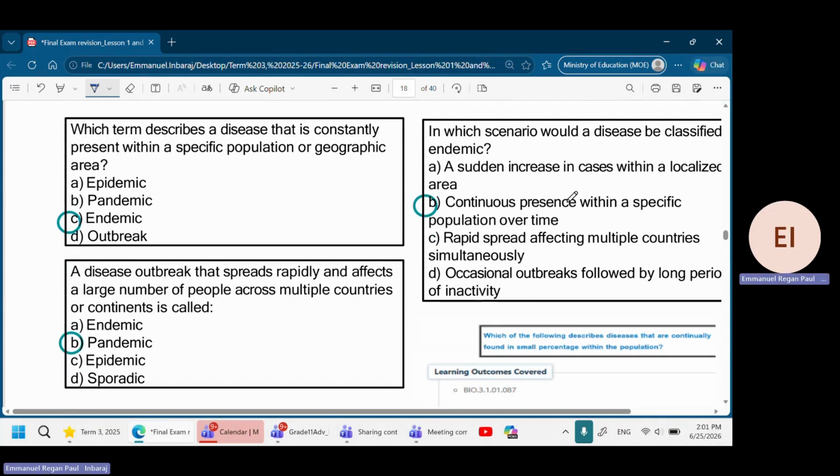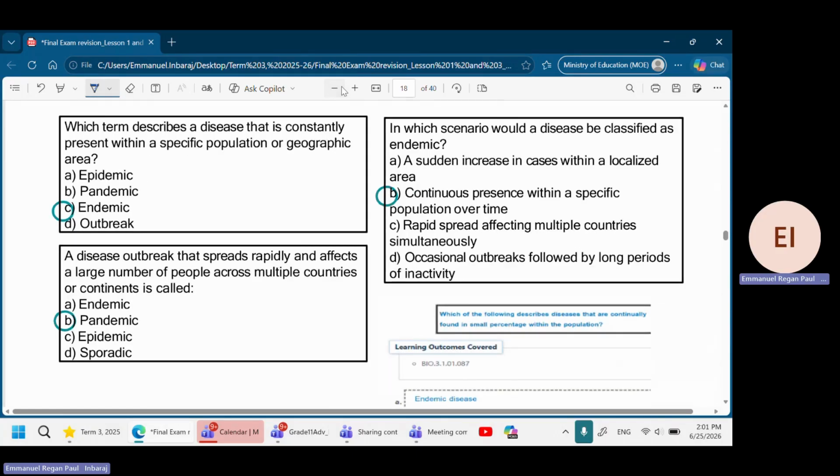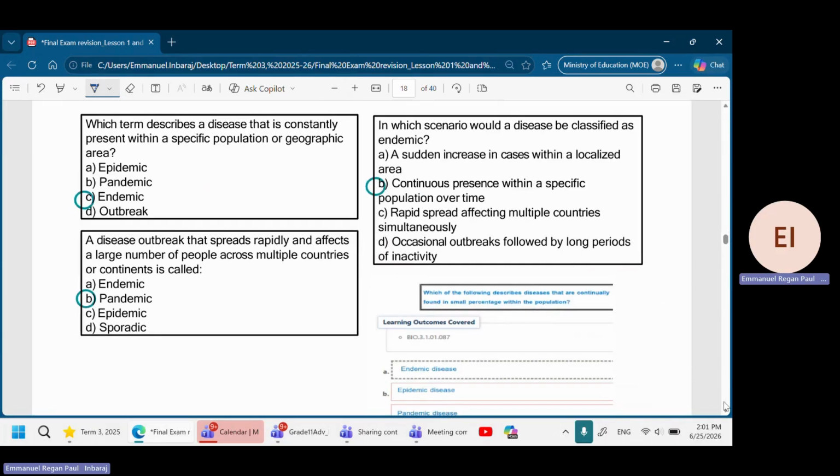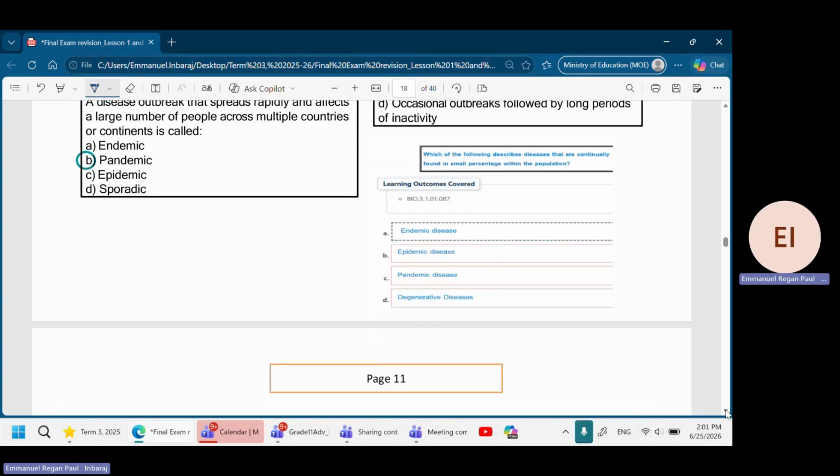Okay, and then you have many other questions. You can just go through them one by one. Yes. You can do it. You see here also, small percentage within a population. So when it's a small percentage, it's endemic.